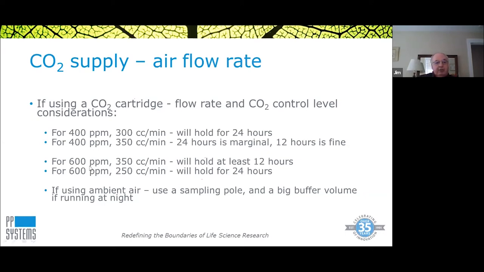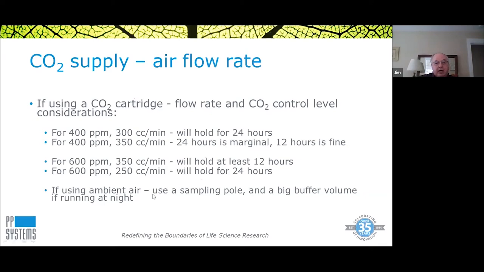If you use higher CO2, you're going to use CO2 faster. For 600 parts per million and 350 cc per minute, that will work fine for a 12-hour day. For 600 parts per million and 250 cc per minute, the CO2 supply will last for 24 hours. So these are just some things to get you in the ballpark of what you can do.